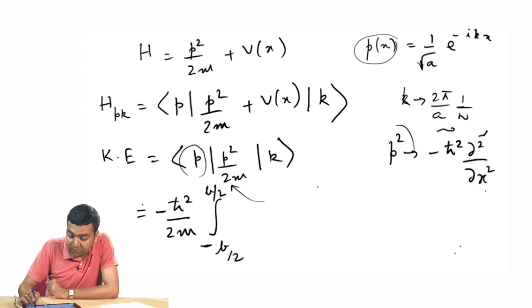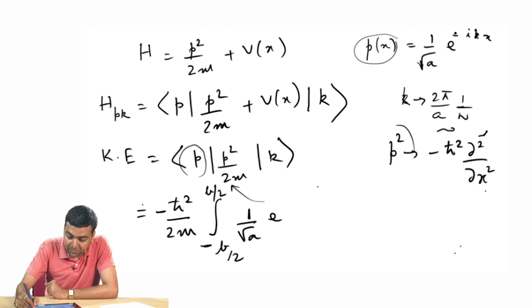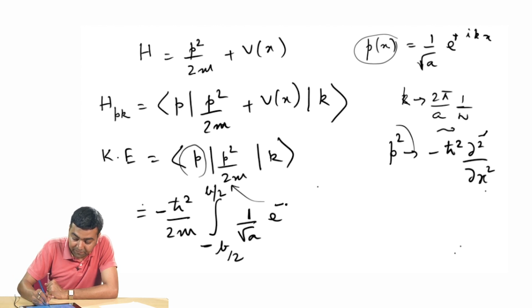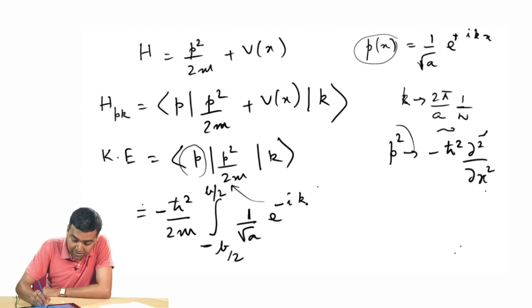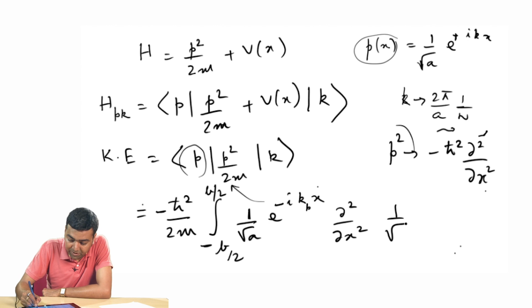This will be the complex conjugate of this function, that is 1 by root over a e to the power minus I k p x, since it is a plane wave, then del 2 del x 2, then 1 by root over a e to the power I k x, then dx.